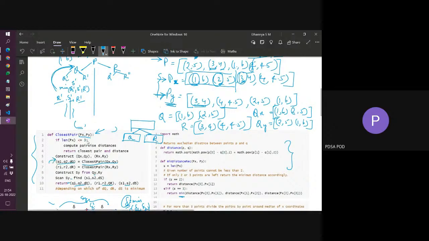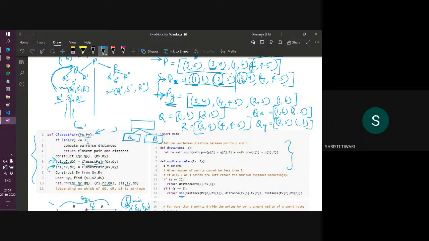Again, for this Q double dash also, you have an S double dash, right? So the minimum of Q double dash, comma, S double dash, comma, R double dash, that is actually coming to this R1, R2, and D. Is this clear? Yes, ma'am. Now it's clear.